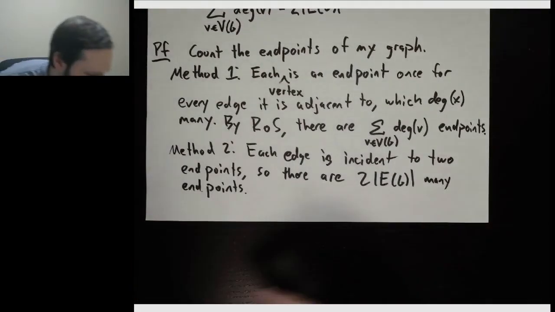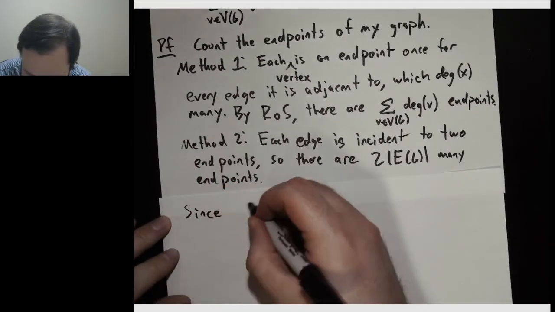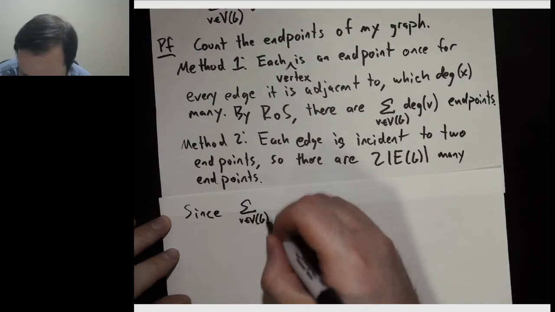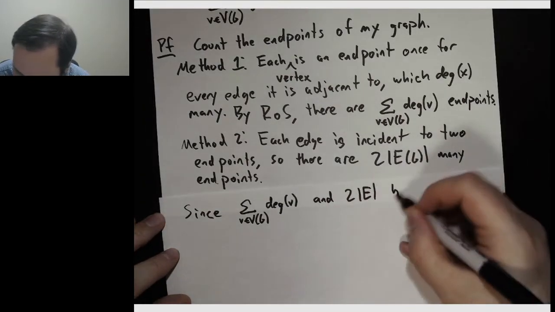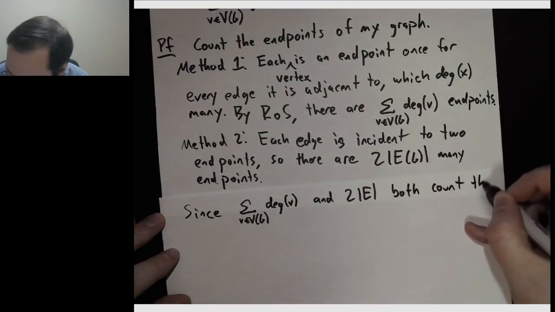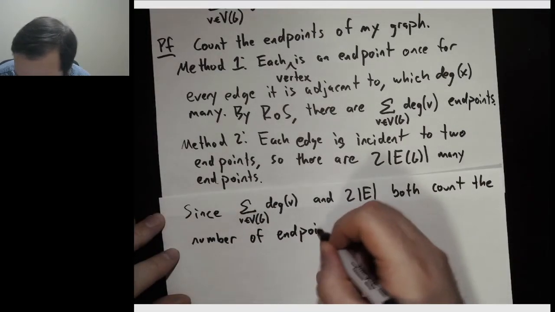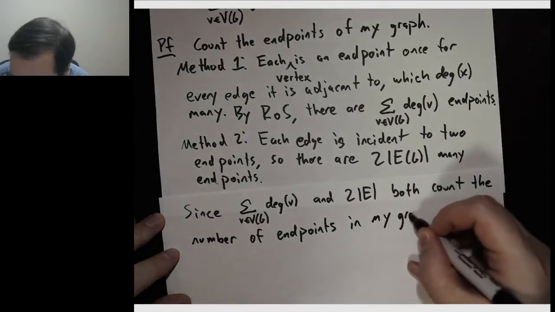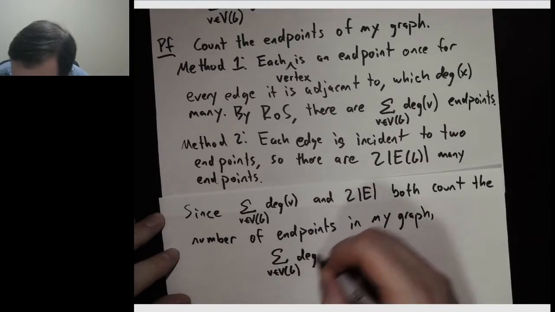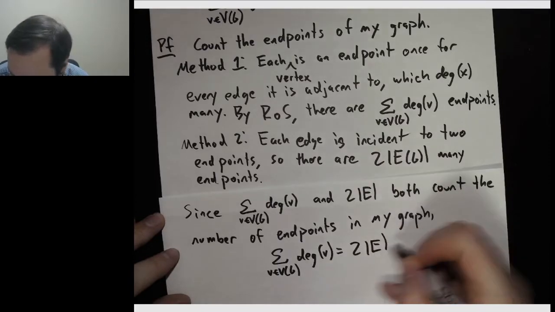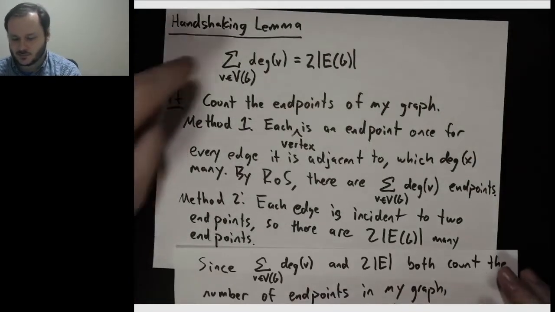Okay, and now I just need to wrap this up. Some nice conclusion. Since the sum across my vertices of the degree of my vertex and twice the number of edges both count the number of endpoints in my graph, the sum across all of my vertices of the degree of v is equal to twice the number of edges of G, which was my original lemma.